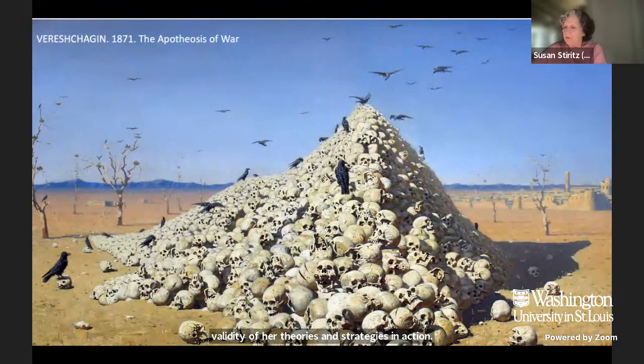This painting reflects Addams' horror of war. It's the Apotheosis of War from 1871 from the Russian painter Vasily Vereshchagin. Addams valued the fact that community and commitment to human survival evolved in humans millions of years before the practice of war did.